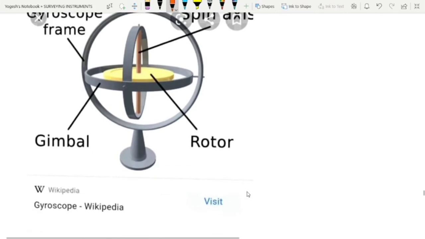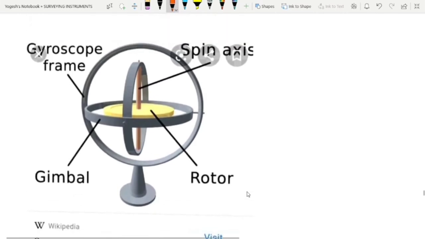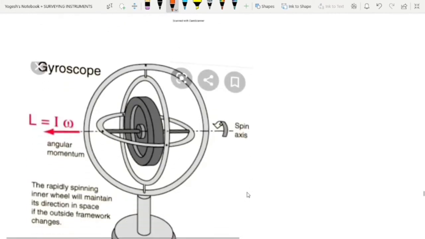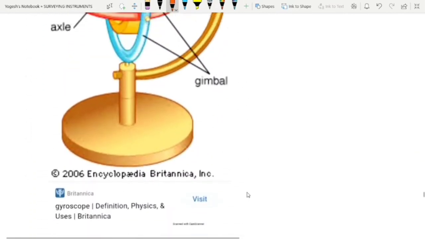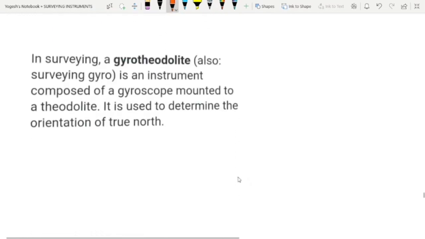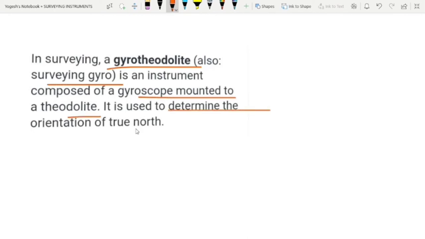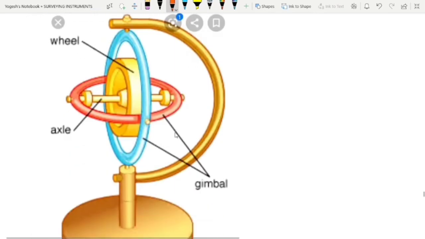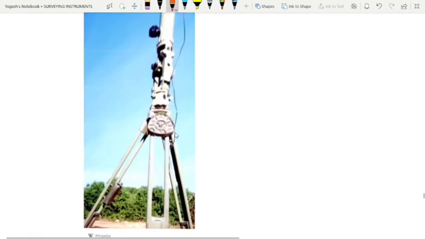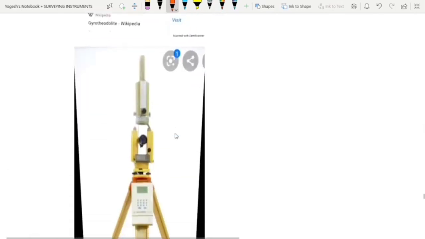This is basically the gyroscope. I have discussed the gyroscope and gyro satellite in your advanced or modern surveying chapter. This is the gyro satellite, or you can say the gyroscope. A gyro satellite or surveying gyro is an instrument composed of a gyroscope mounted to a satellite to determine the orientation of true north. For the orientation of true north, it is used.